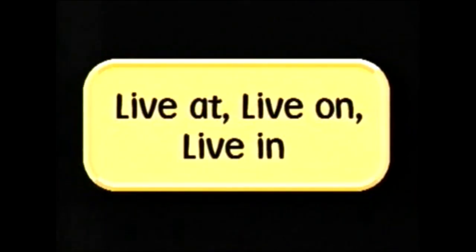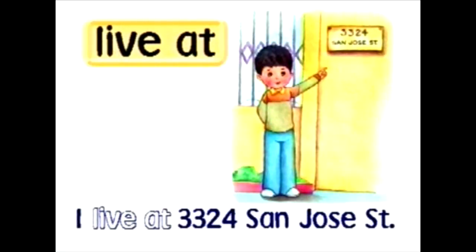Let's learn how to use live at, live on, live in. Live at is used before a house number. For example, I live at number 3324 San Jose Street.